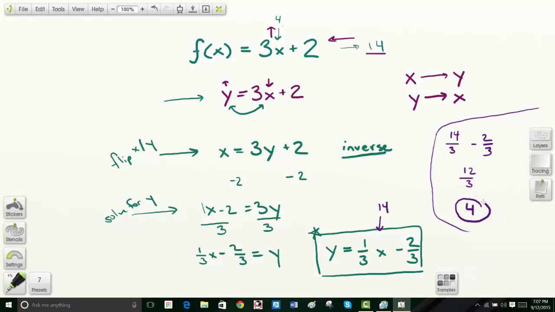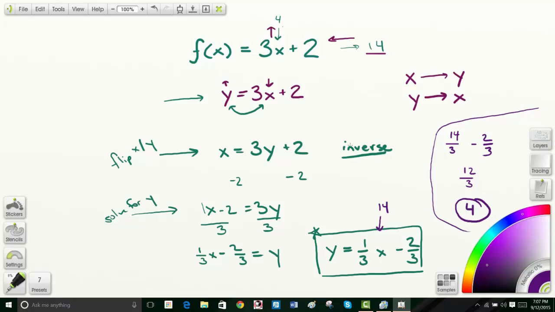So did it do it? Yes, it did. The inverse function, we said, should take 14 and turn it into 4, and sure enough, it did. And that is it. That's all there is to making an inverse function.